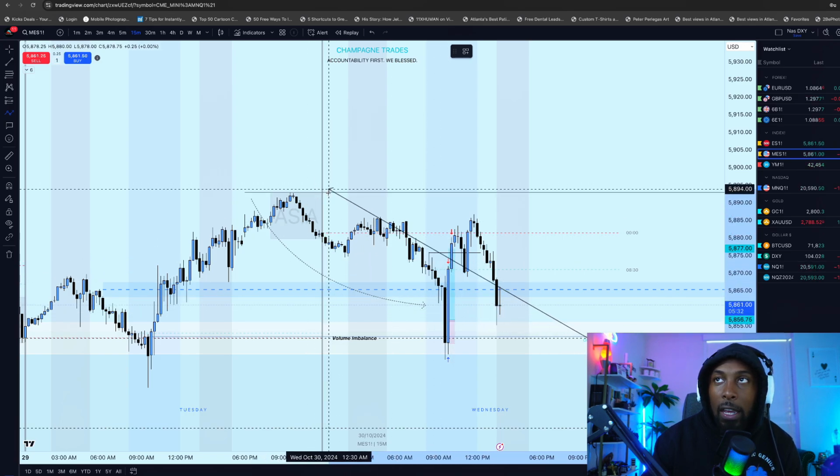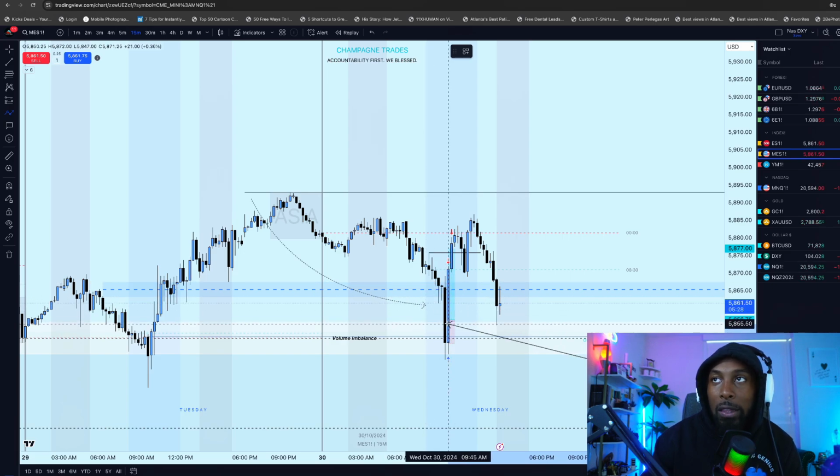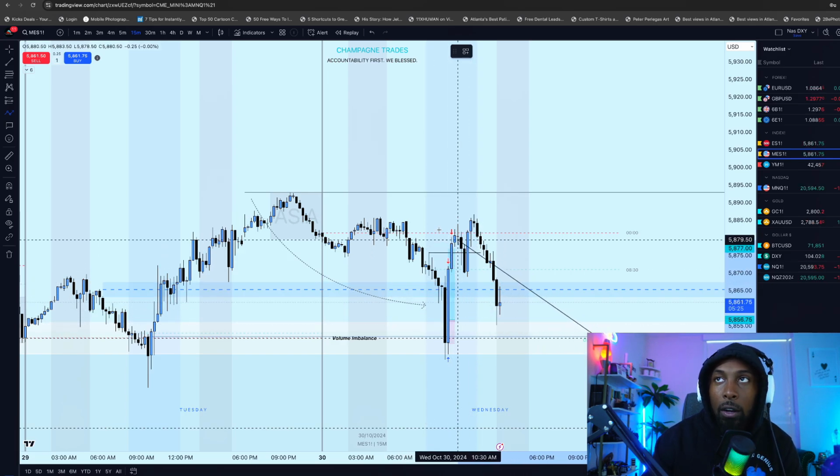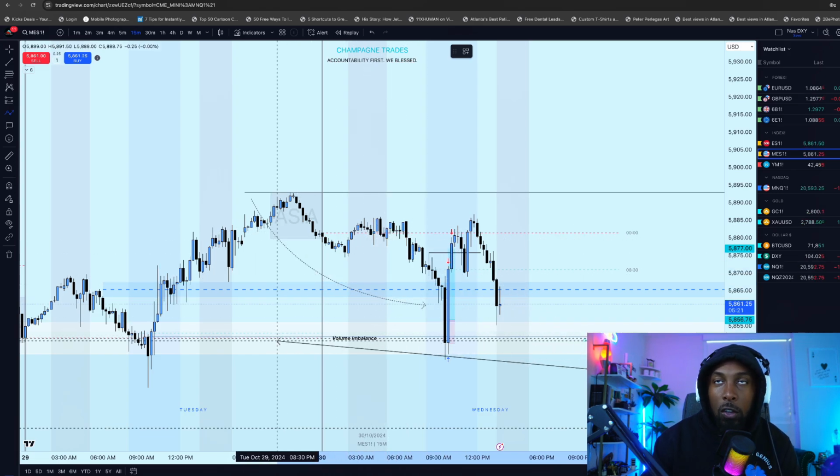And the daily candle, I mean, this whole move down just looked like manipulation to me. So I was expecting the daily candle to distribute higher, at least to like the 12 a.m. open, which is what it did. So let's just talk about it.